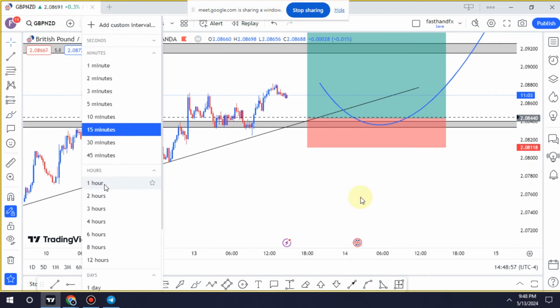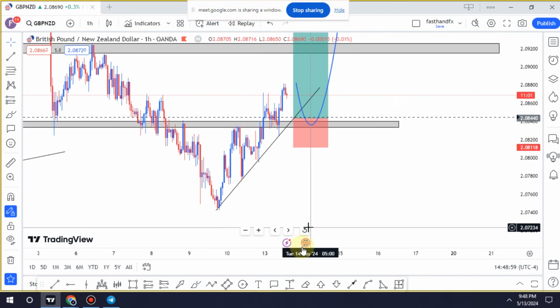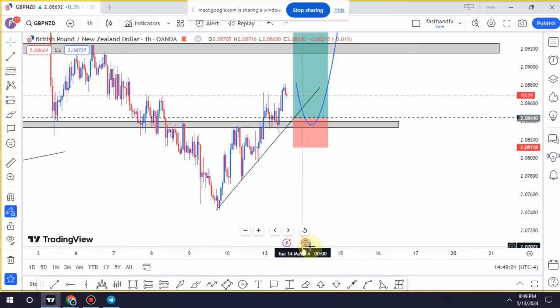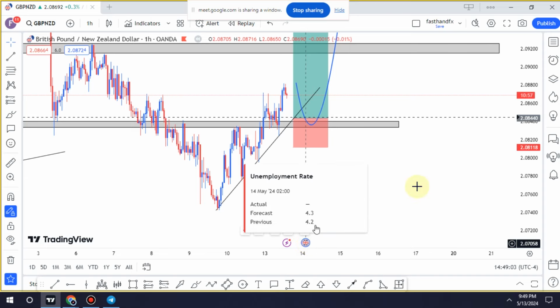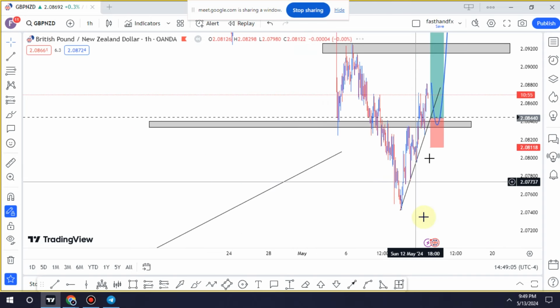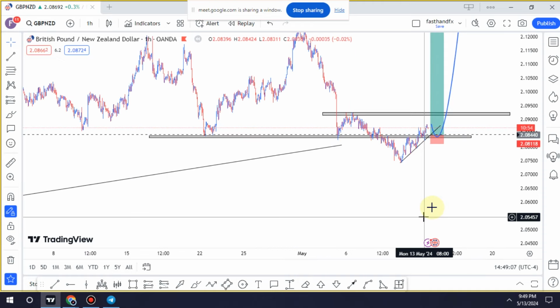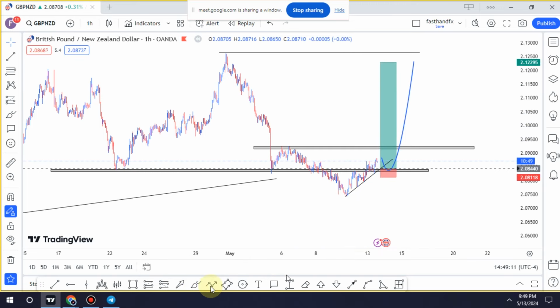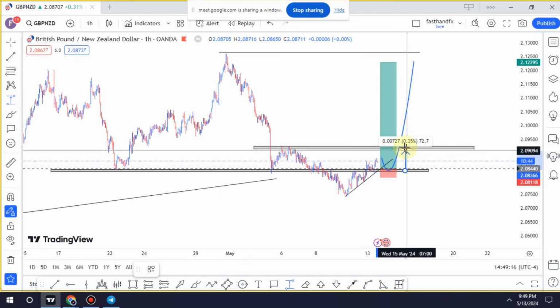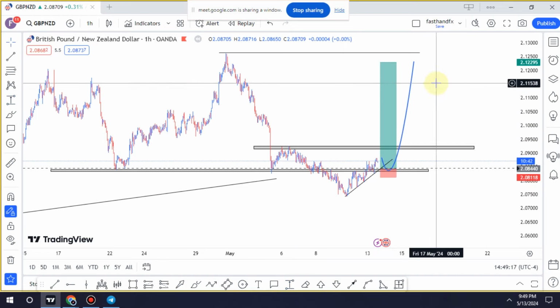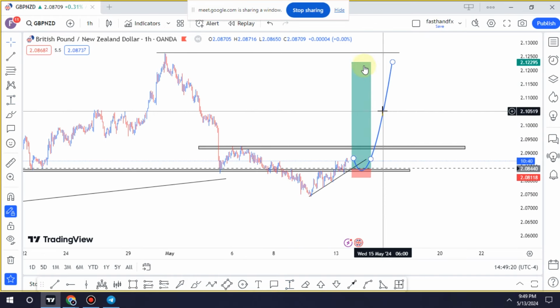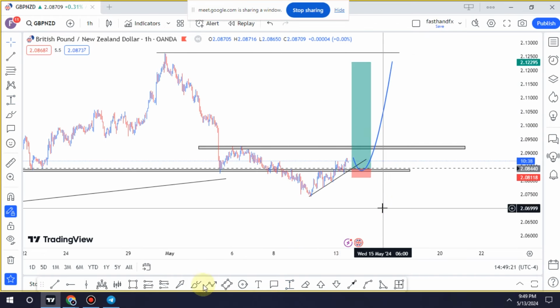I think this one is looking too good for a swing position. Even though we have news tomorrow, the unemployment rate coming out on the GBP side, which is crazy, this one has good potential, over 400 pips. From this level to this level, it's around 84 pips, which is still not bad. But as a swing trader, I think this is good if you hold.